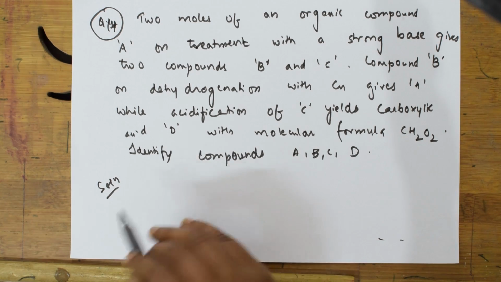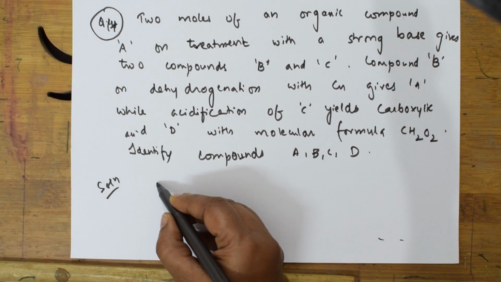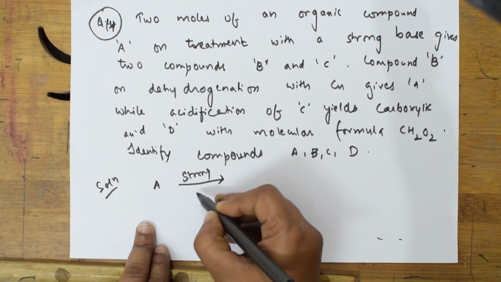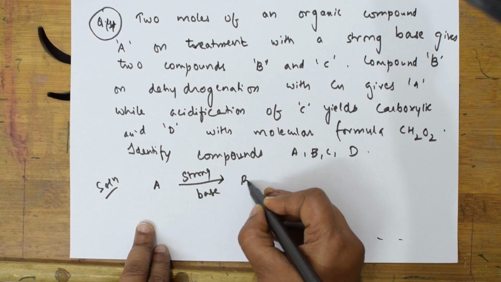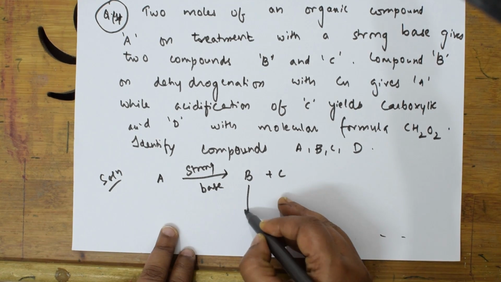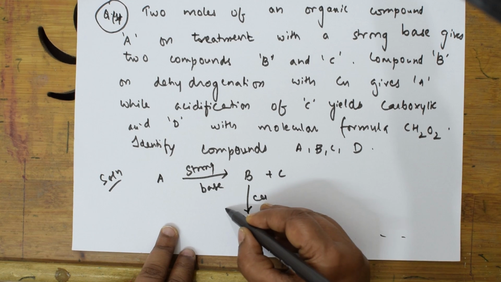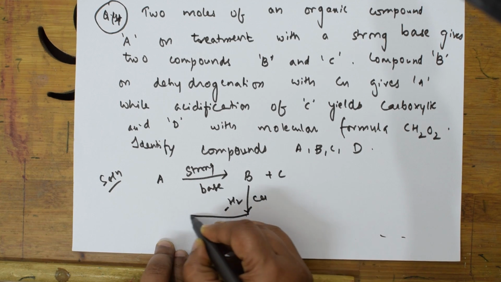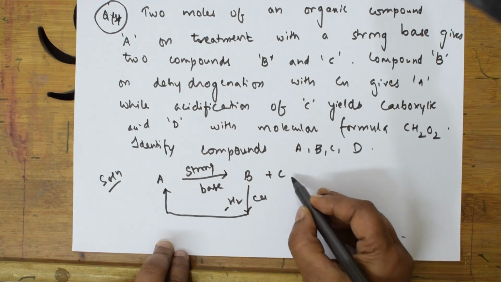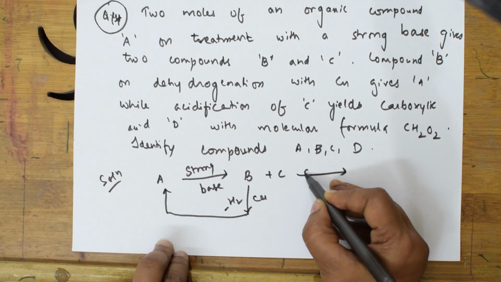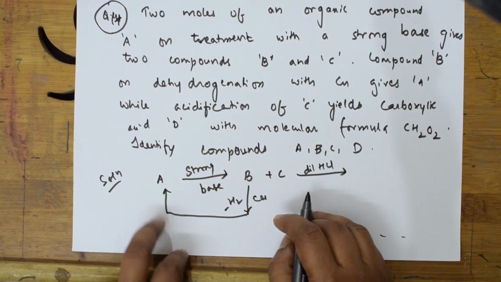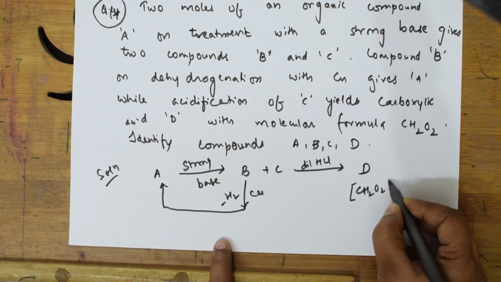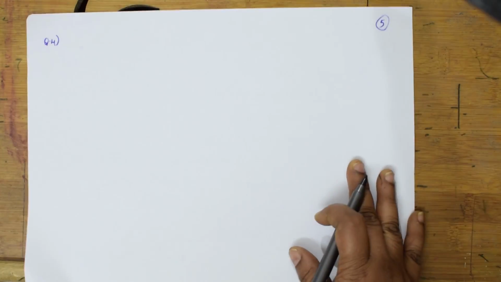Now, let me make one chart first. What did they say? Compound A is treated with strong base. It has given me compound B and compound C. Now this compound B was allowed to undergo dehydrogenation, minus hydrogen, and it has again given me compound A, while C was made to undergo acidification, in the presence of dilute HCl. It has given me a compound D, and the molecular formula is CH2O2. Now let us analyze and do this.